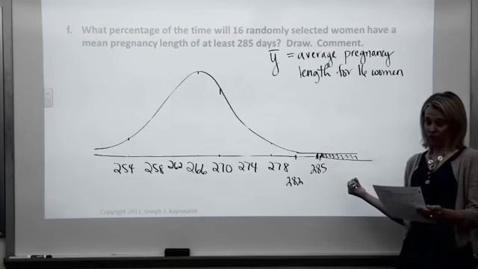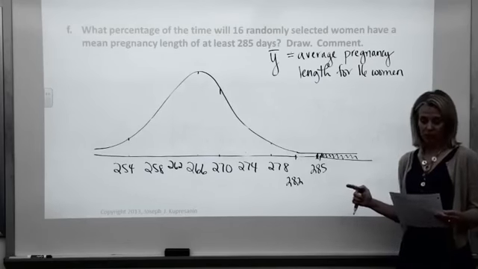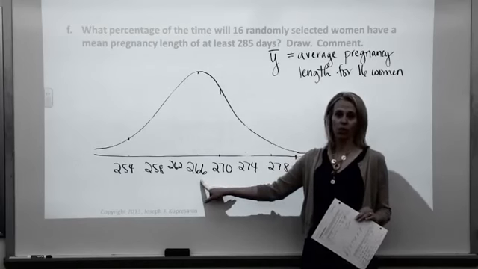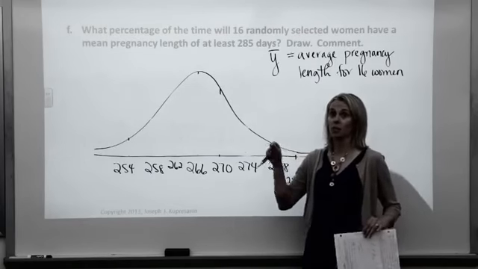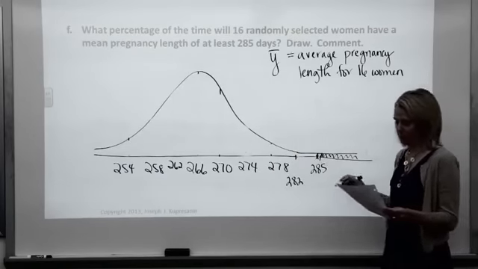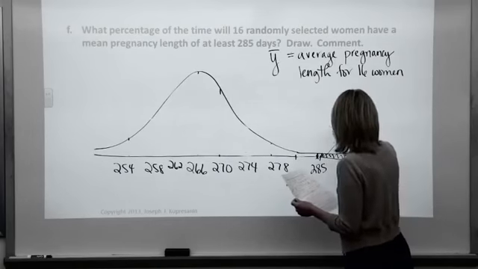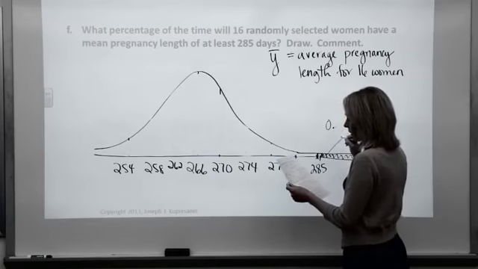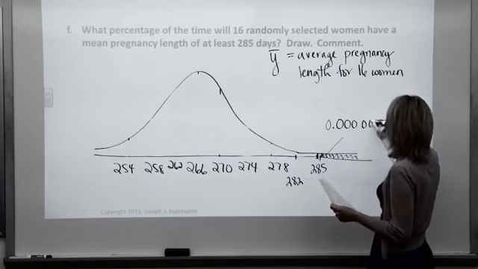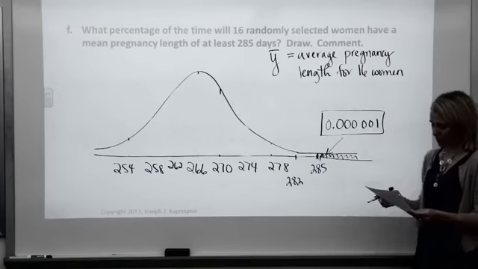You could use StatCrunch to verify this if you'd like. If you use StatCrunch, be careful. When you put in the mean is 266, your standard deviation is no longer 16. The standard deviation for the sample mean is 4. And if you then find that area, here it is. I count all these zeros. We have 5 zeros and then a 1. 1, 2, 3, 4, 5, and then a 1. That's the area of that little tail there.